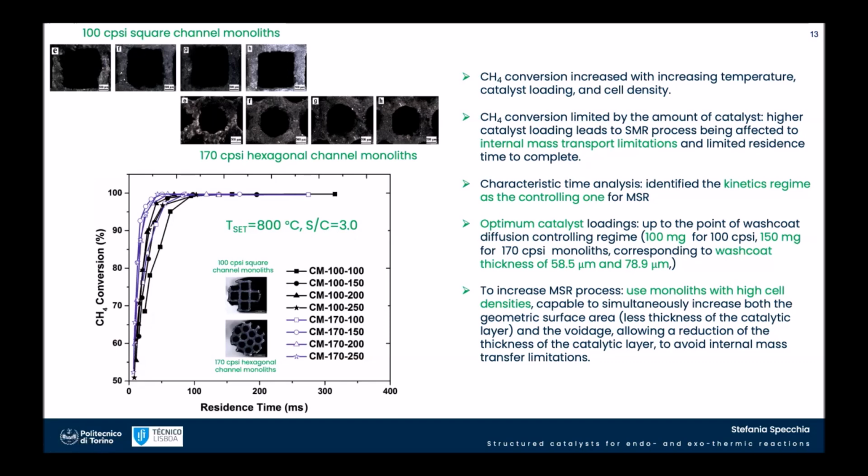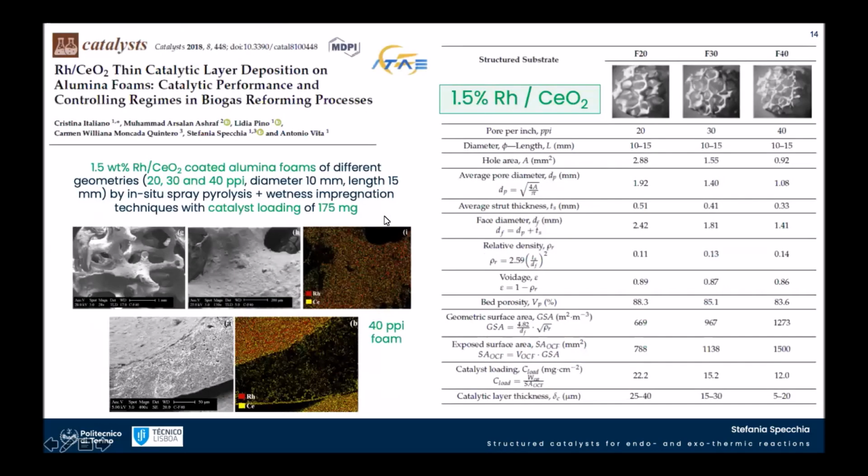And also that we can increase the overall performance, and it means the throughput of the system by using a higher number of cells. So it means that working with 170 CPSI is much better because it means that we have many more channels, and so we can better interface the gases with the catalytic layer. And then, let's say, those are the best situations that we were able to define with that one. And the same for the metallic.